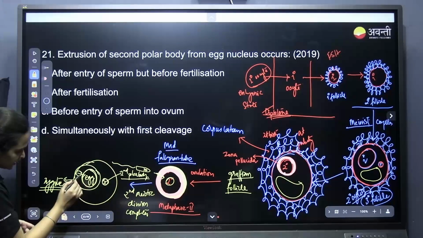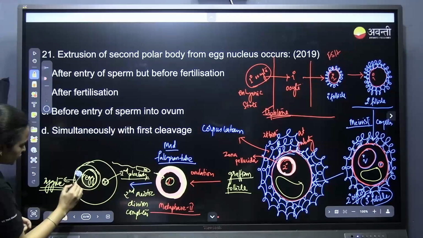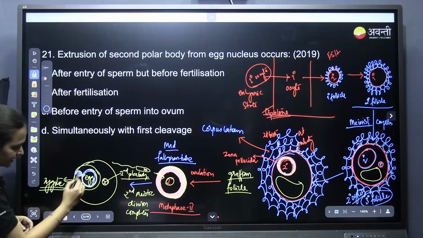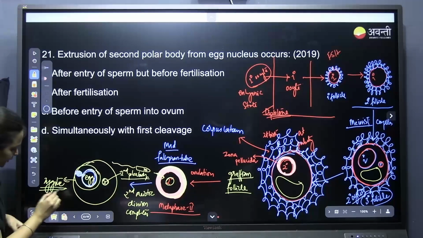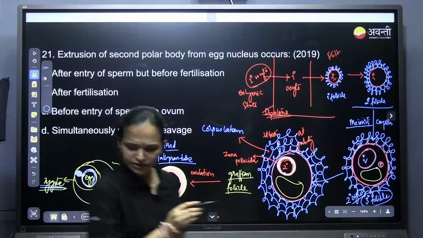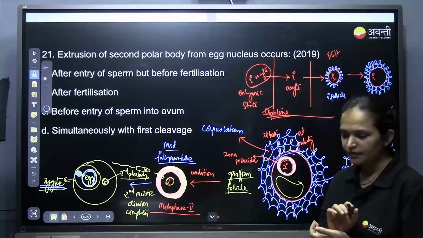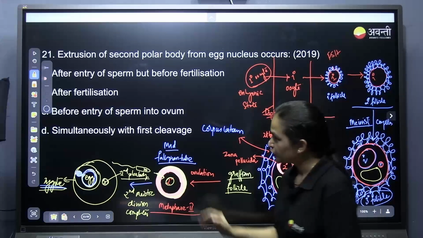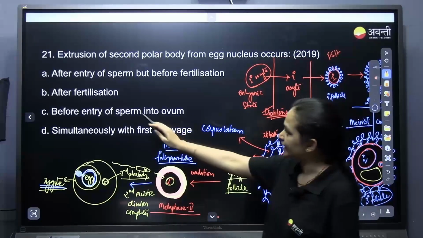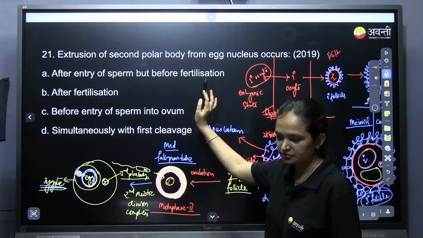The result of the fertilization of the nucleus of the sperm and the egg is the zygote, the formation of the zygote. This zygote will next develop into an embryo. Any doubts in this? So here you can say that after the entry of the sperm but before the fertilization, is it correct?